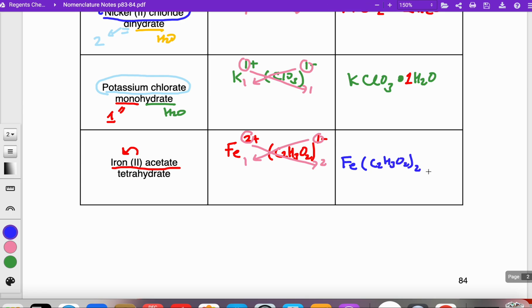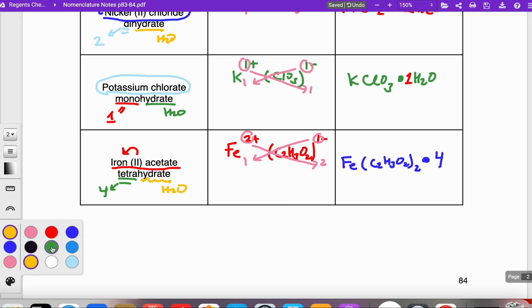C2H3O2, 2 of those. Now adding on the water part, big fat dot. After acetate, I see the prefix tetra, which means 4. So right after the big dot, I put a 4. And we replace that term hydrate with H2O. So my final formula is Fe(C2H3O2)2, big fat dot, 4 H2O.